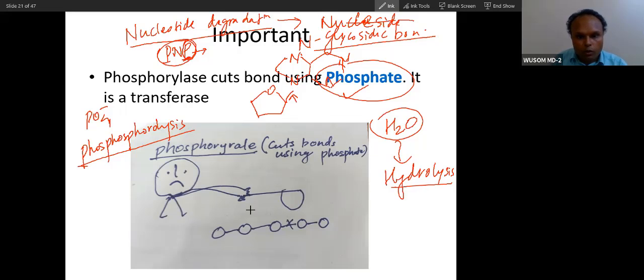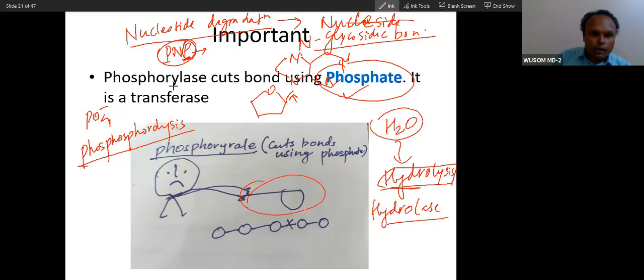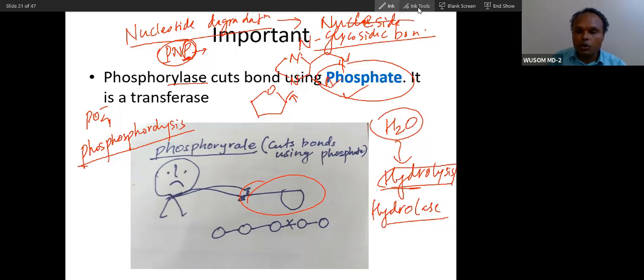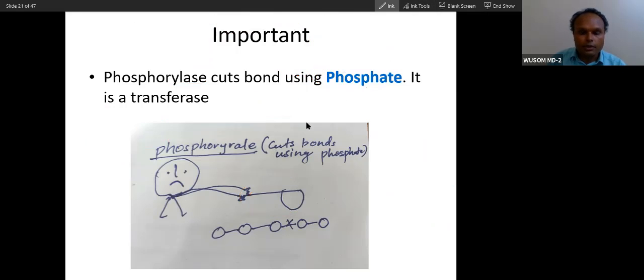When you break the bond using this phosphate group, this is called phosphorolysis. And the enzyme that breaks the bond using water is called hydrolase. Here, the enzyme that uses phosphate to break the bond is called phosphorylase. Okay, you must correlate it with this. And this is a transferase because the phosphate group is transferred to it, and that phosphate group will stay with the glucose.